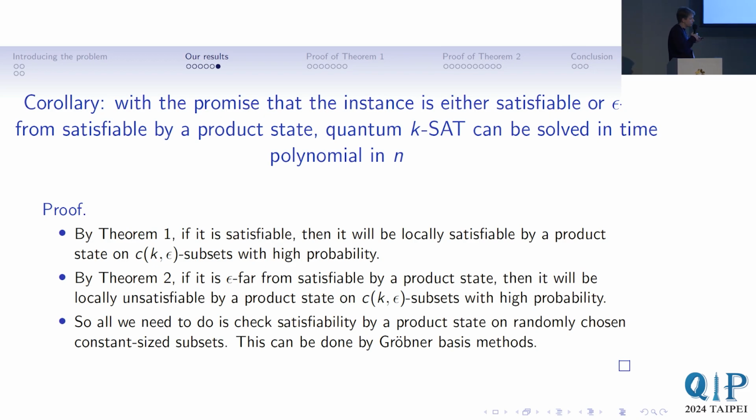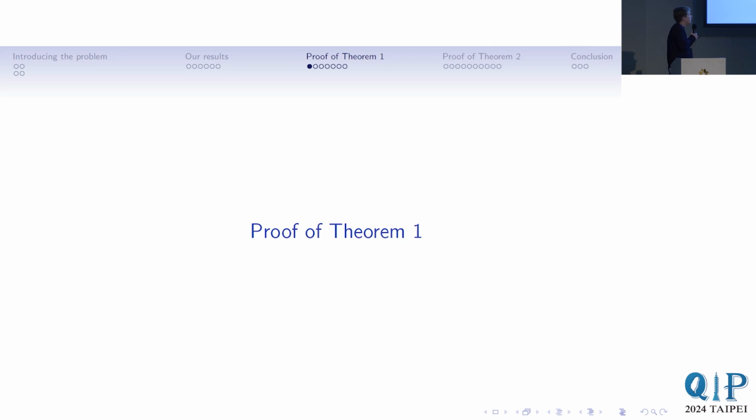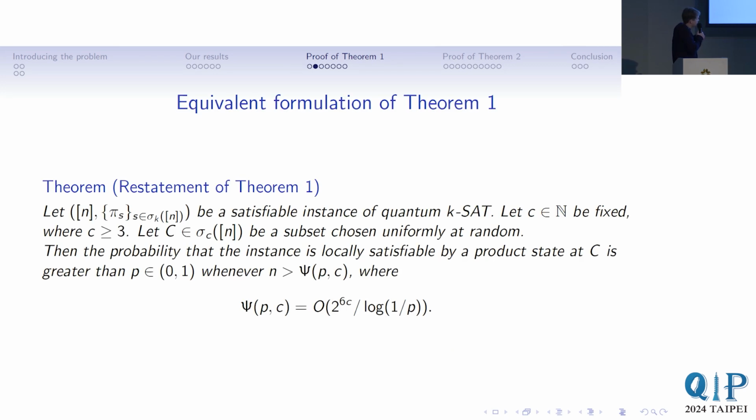And in the remainder of the talk, I'd just like to talk about the proofs of theorem 1 and theorem 2. So the proof of theorem 1, here's a restatement of theorem 1: if you have a satisfiable instance of quantum K-SAT, you choose a subset of constant size uniformly at random, then the instance will be locally satisfiable by a product state with high probability as long as n is big enough.